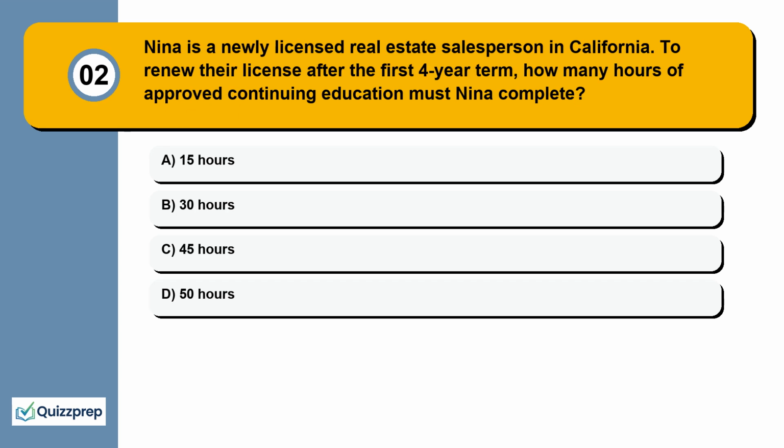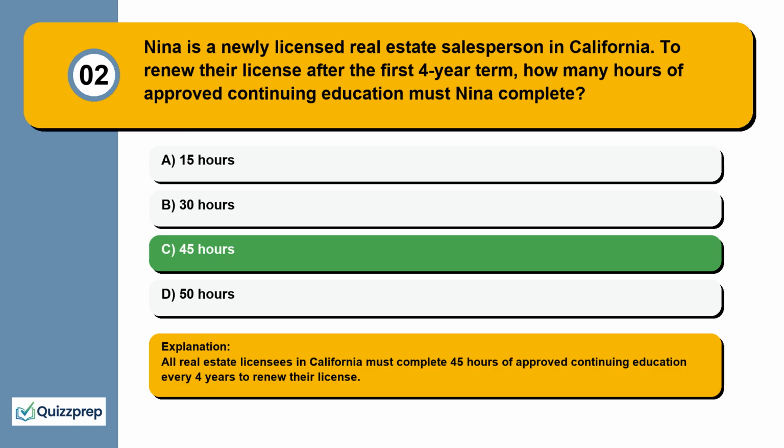Question 2. Nina is a newly licensed real estate salesperson in California. To renew their license after the first 4-year term, how many hours of approved continuing education must Nina complete? 15 hours, 30 hours, 45 hours, 50 hours.